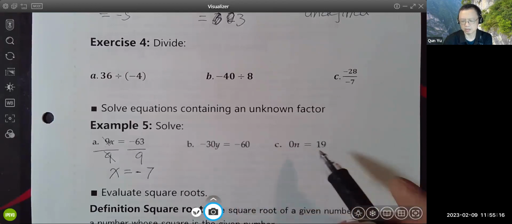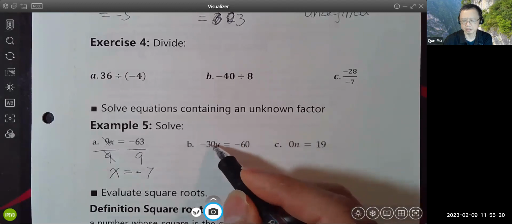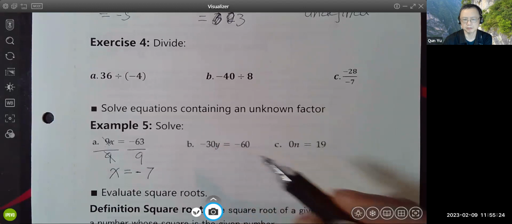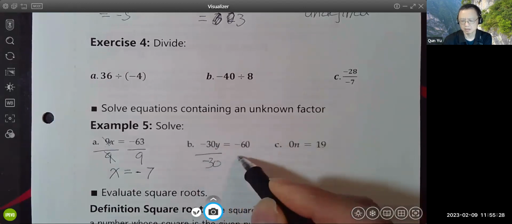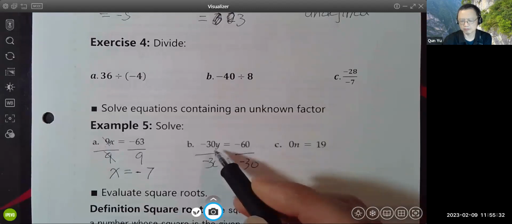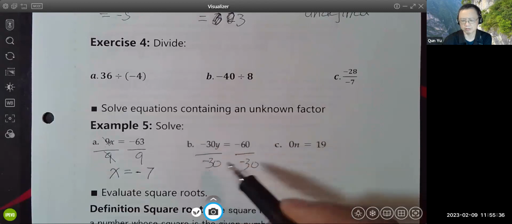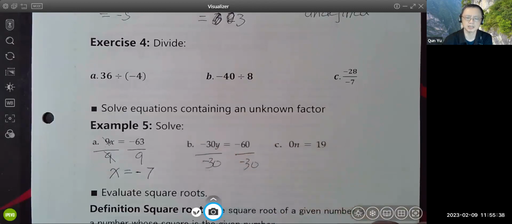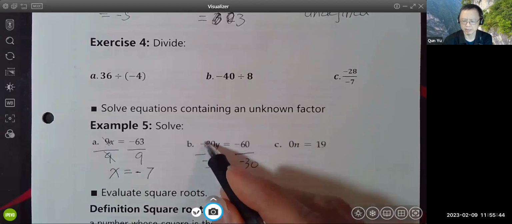We do the other two in a very similar way. This time we divide by -30. Again, these two are connected by multiplication. -30 multiplied by y, so we want to divide by -30. In other words, regardless of whether the number in front of the variable is positive or negative, we always divide by itself to cancel it, because only a number divided by itself will give you +1. So you need to have 1y. So 1y is just y.